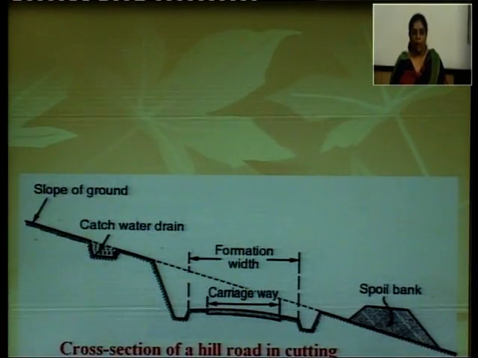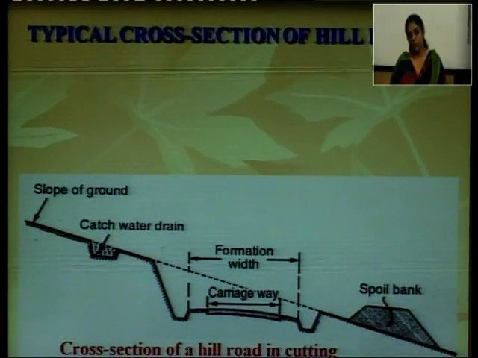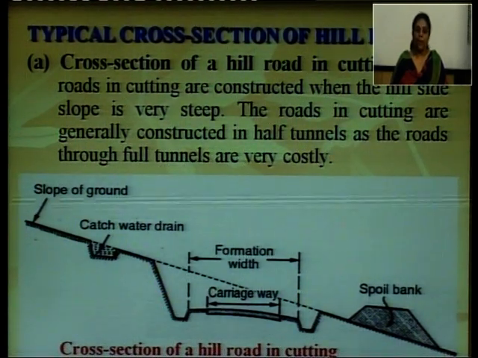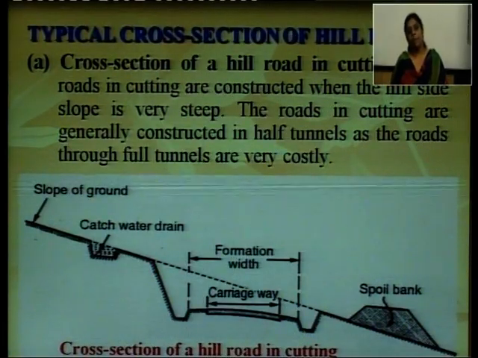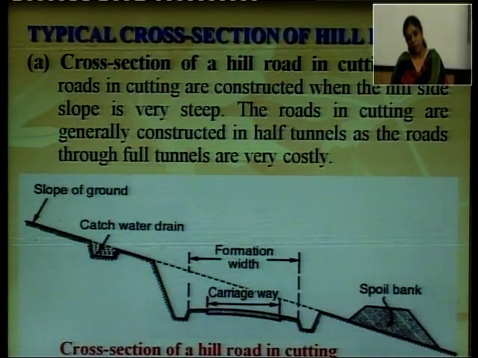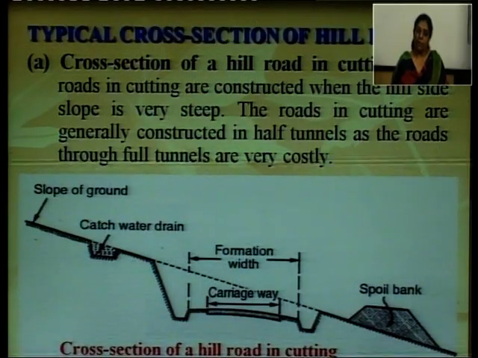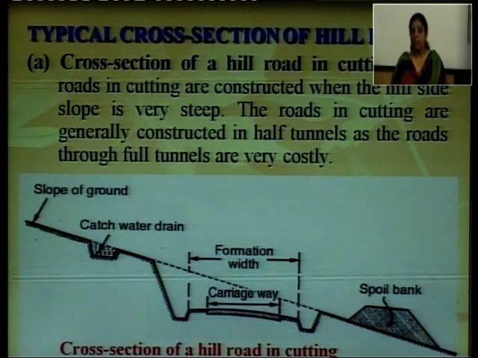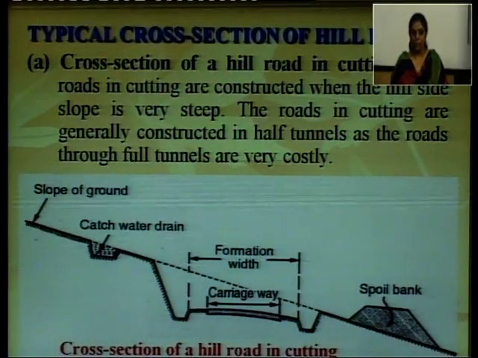So, now we come to the typical cross sections of hill roads. For cross sections of hill roads, I have already told you students that there are various sections of the hill roads. Hill roads can be constructed totally in cutting, or totally in filling, or partly in cutting and partly in filling.